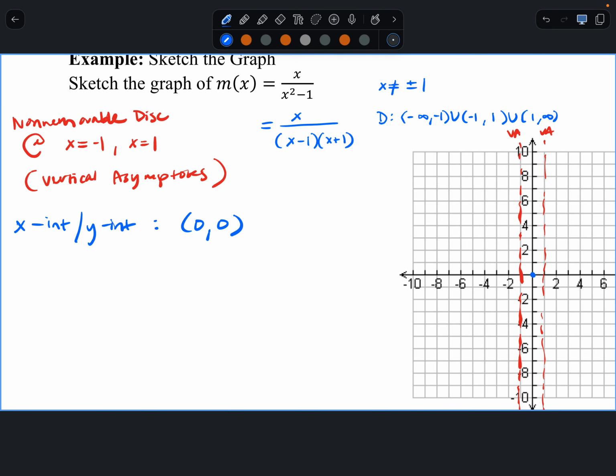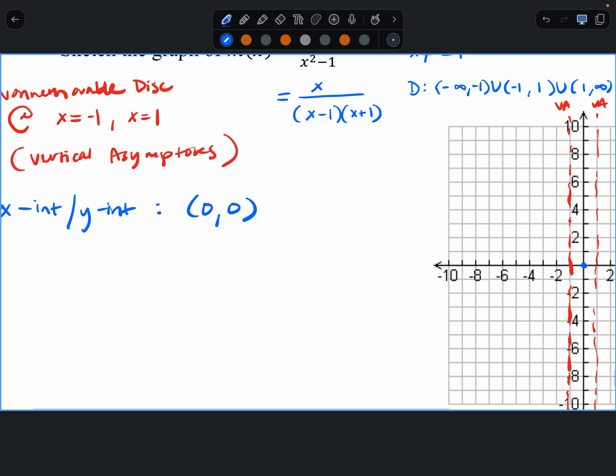Wait, how do you know it has to cross? Because of the multiplicity. The value that would make the numerator equal to 0 is 0. If you set the numerator equal to 0, you get x equals 0, and it has a multiplicity of 1, meaning that the graph will cross at the x-intercept. And it won't be very flat. It'll be kind of linear. Mine almost looks too S-shaped.